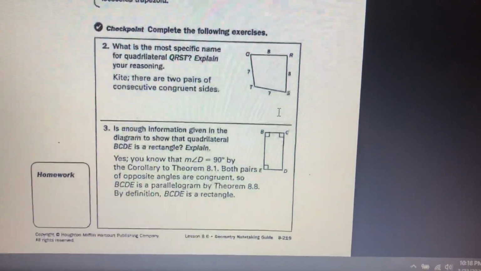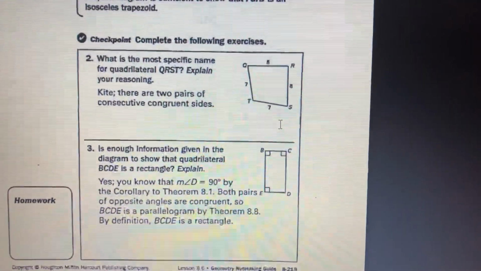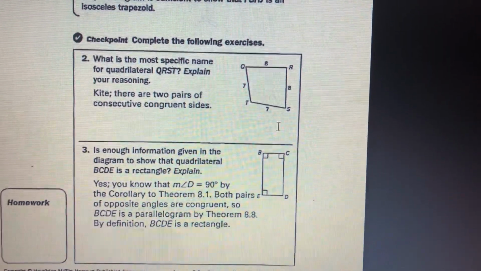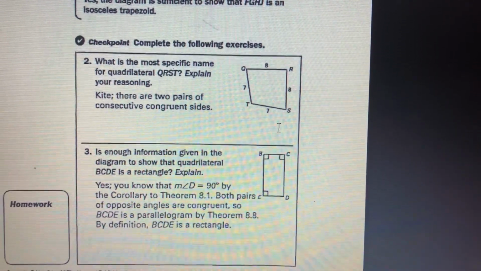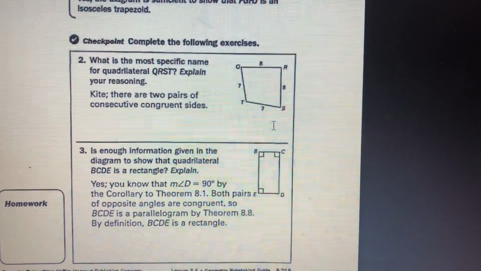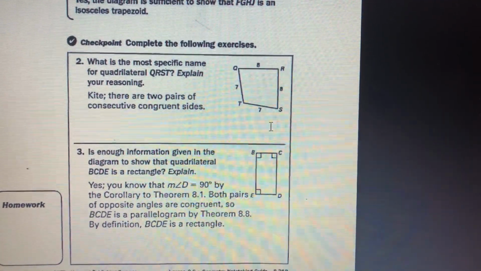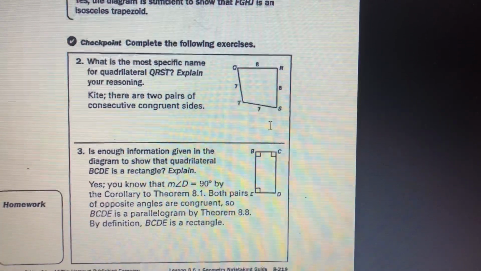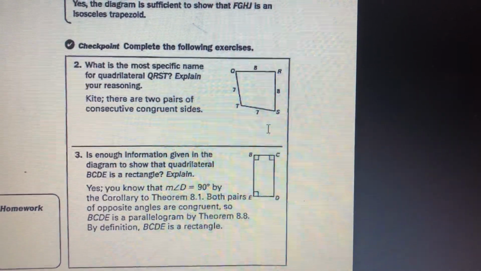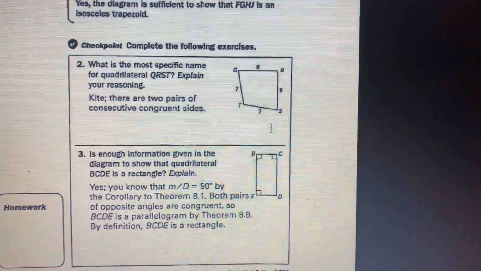Reading through these other two checkpoints. Number 2, what is the most specific name for quadrilateral QRST, and explain our reasoning? We can only call that a kite. We have two pairs of consecutive congruent sides. That's one of our properties of a kite, so we can call it a kite.